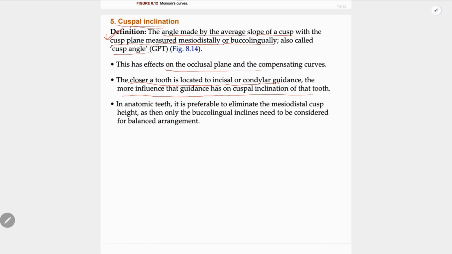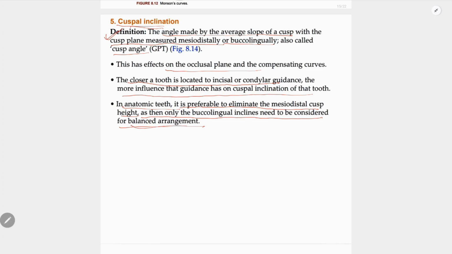Because we know incisal guidance is what? It is nothing but the cuspal inclination of the upper and the lower central or lateral incisors. In anatomic teeth, it is preferable to eliminate the mesiodistal cusp height, as then only the buccolingual incline needs to be considered for balanced arrangement. In anatomic teeth, what do we do? We eliminate the mesiodistal cusp height. Then only the buccolingual incline will be arranged and considered for a balanced arrangement.